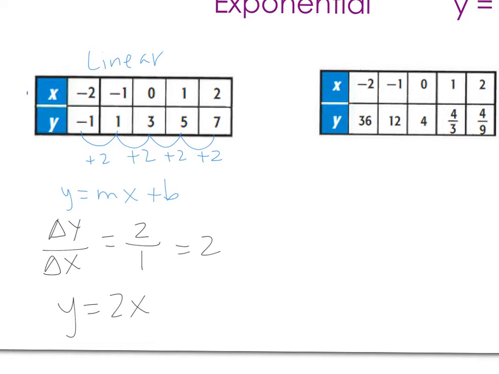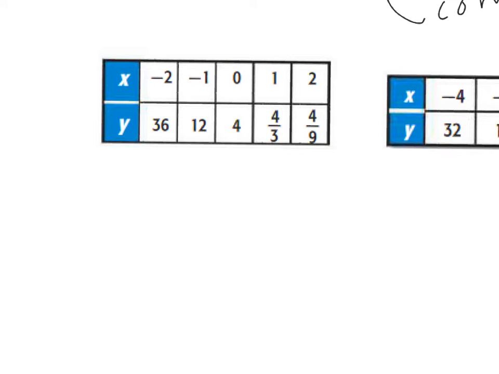Now, to figure out the y-intercept, just look at your table and determine when x is 0, what's y? Well, y here would be 3. So I get y equals 2x plus 3, and that equation would fit the data that is in the table for a linear function. Let's move on to table 2. Again, the x values are increasing by 1, and in between the y values, we are multiplying by 1/3 each time.